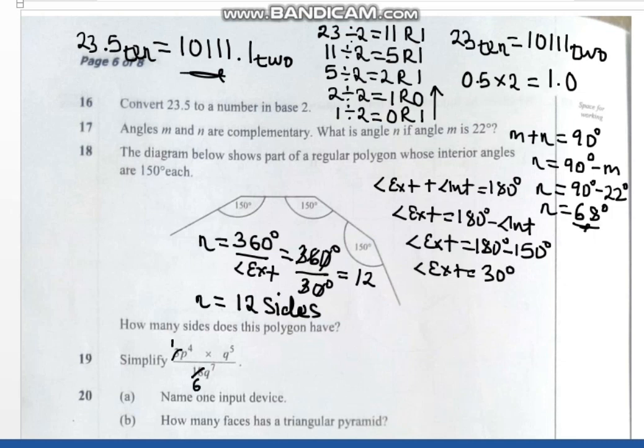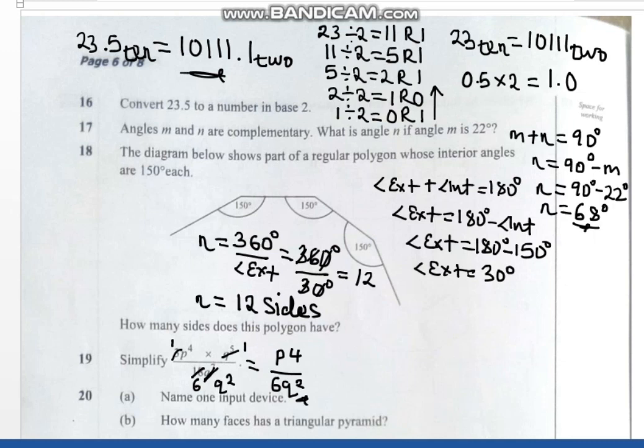And then for q, we've got q to the power 5, and it can go into q to the power 7. So q to the power 5 into q to the power 5 gives 1, and q to the power 5 into q to the power 7 gives q to the power 2. Then on top we just have 1 times p to the power 4 times 1, which gives p to the power 4 over 6q to the power 2. So this here is our answer.